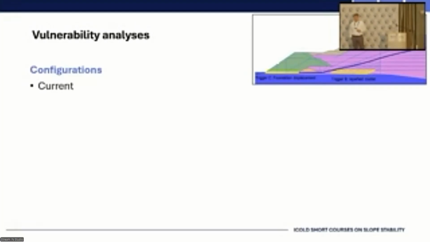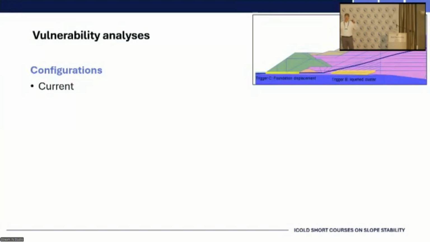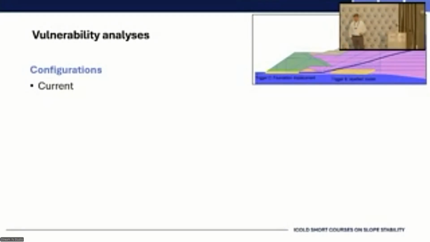First, the configuration is the current one, without a buttress, and the phreatic surface is what is realistic for the site, and the trigger is a load up there. Trigger B is a liquefied cluster, and we will increase the size of the liquefied cluster until the thing comes down. How do we liquefy the cluster? We just switch the constitutive model for one which is just the undrained strength relevant at that site. And the third one is a displacement at the foundation.